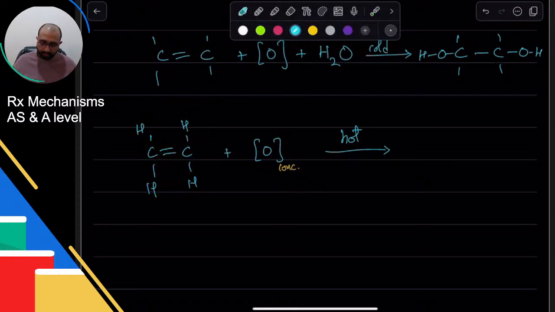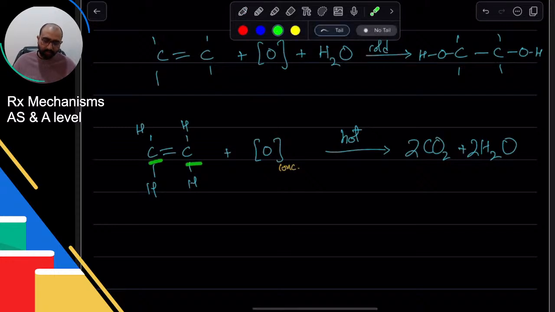So what will happen? Carbon oxidizes to make what? Carbon dioxide. Hydrogen oxidizes to make what? Water. So they will both do that. So every carbon for their own. So 2 carbon dioxide, 2 water. Yep. So that is how this is made. Simple as that. Because every atom for themselves.